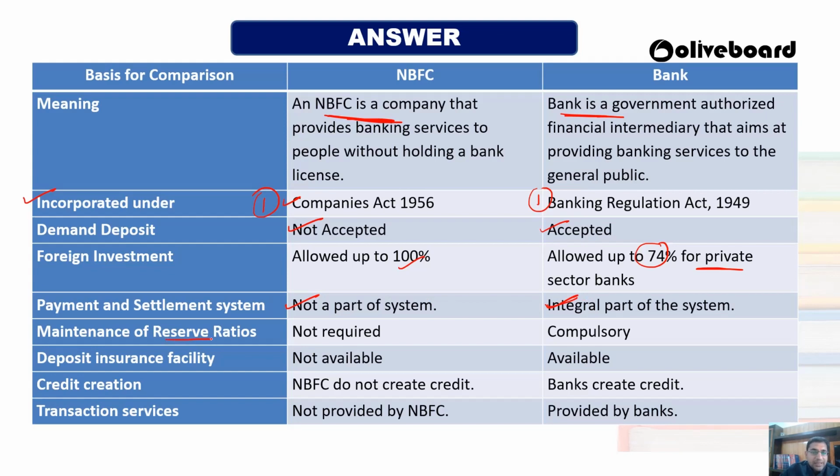Do they have to maintain the reserve ratio? Not required for NBFCs. But for the bank, yes, compulsory. And deposit insurance is not available in the NBFC, but it is available for banks, up to 5 lakh rupees per account. Credit creation: NBFCs do not create credit. Banks create the credit in the system, right? Then transaction services are not provided by NBFCs, but they are provided by the banks. Okay, so this is the major difference, and you should know the difference in a proper way. And I hope I have made myself clear that this is what you have to remember.